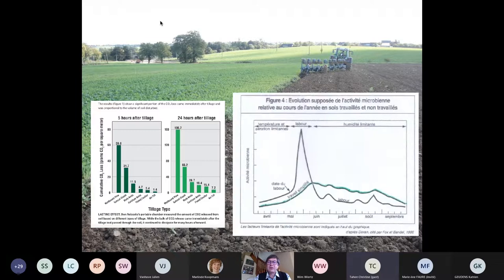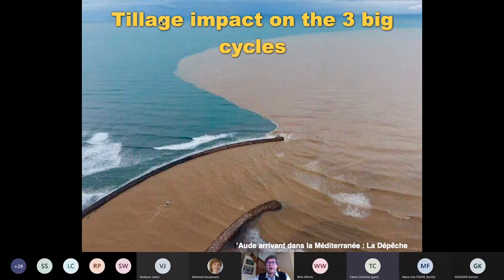This is another presentation showing that when you just plow, which in French is labour, you get a kind of strong microbial activity doing mineralization. And when you are in travail simplifié, in minimum tillage, it's very low, but afterwards the biological activity is higher. So it's more a question of timing than of quantity. Tillage has an enormous impact.